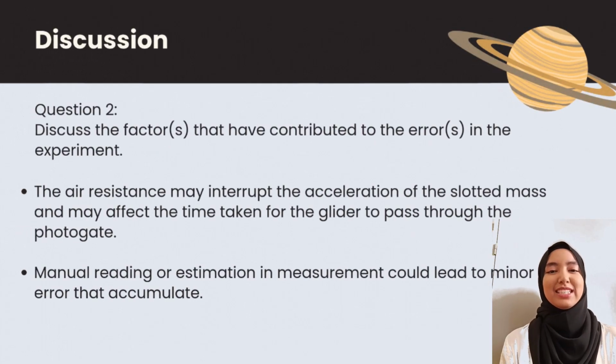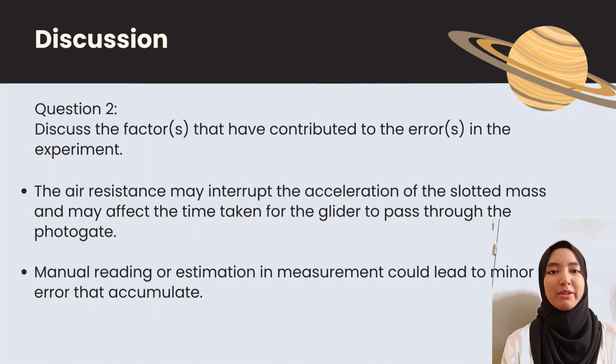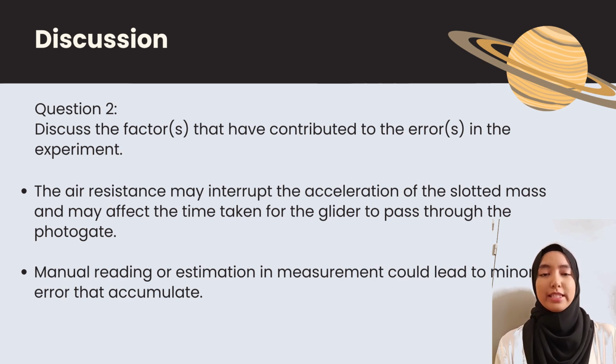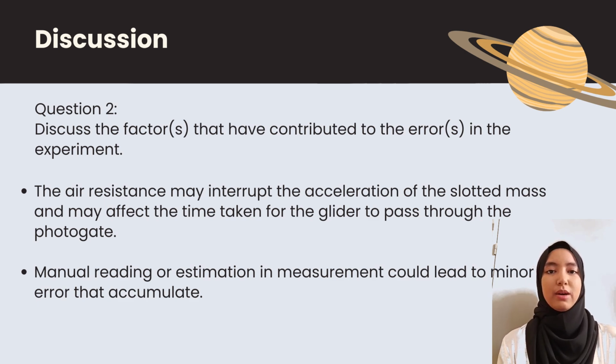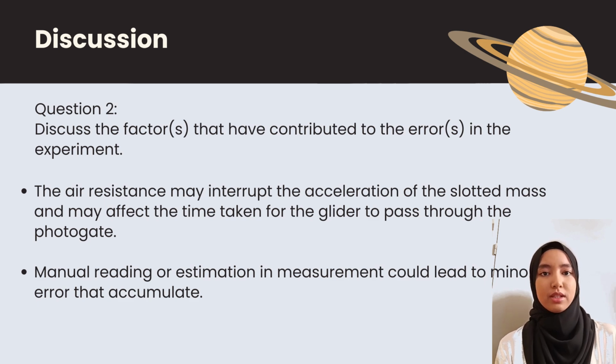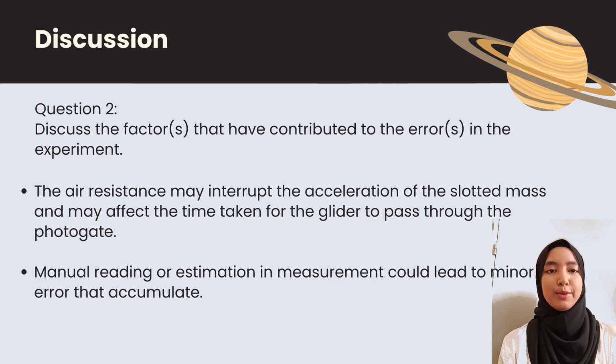The second question is, discuss the factors that have contributed to the errors in the experiment. The first one is, the air resistance may interrupt the acceleration of the slotted mass and may affect the time taken for the glider to pass through the photo gate. The second one is, manual reading or estimating in measurements could lead to minor errors that accumulate.